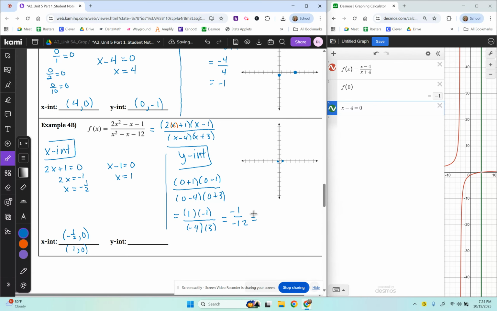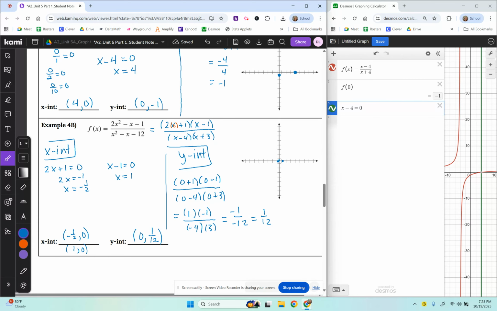And then this is going to simplify to a positive 1/12, okay, which means it is pretty much on the y-axis, 1/12. If you divide that first unit into 12 parts, we're only going to go up 1. And then my y-intercept, my x value is 0. My y value is 1/12.